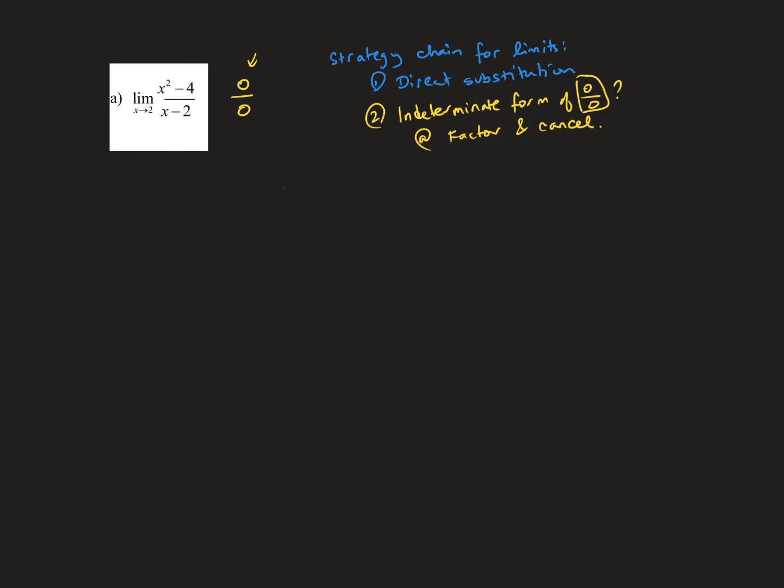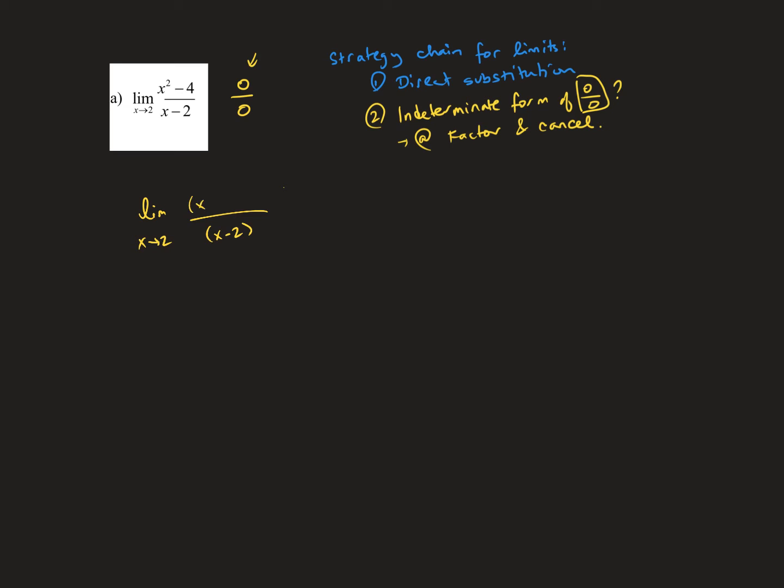So there are several strategies you can use to attack limits like this. And the first one we're going to talk about is factoring and canceling. So I've got this limit. You notice when I plug in 2, I get 0 on top and bottom. And the reason I get 0 on the bottom is because I have a factor of x minus 2 on the bottom. Well, that means that since I'm getting 0 on the top, I also have a factor of x minus 2.